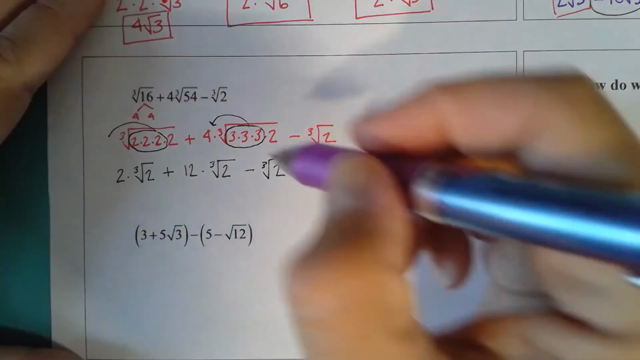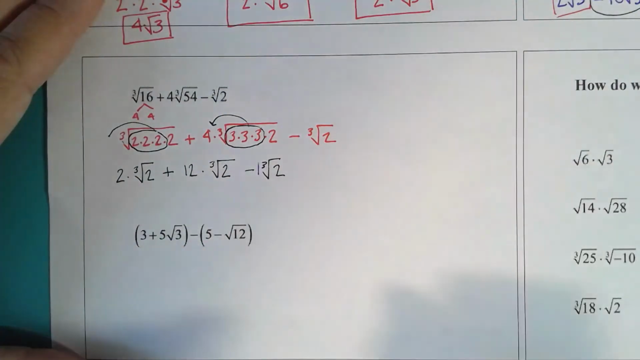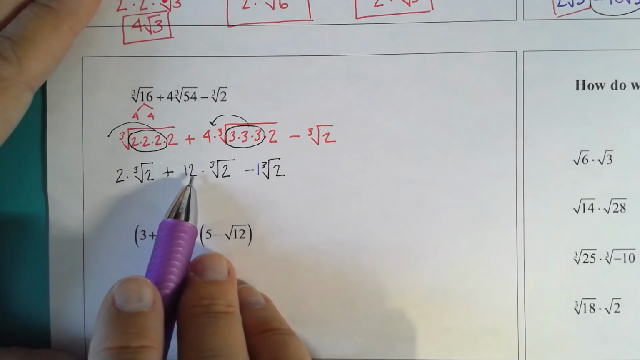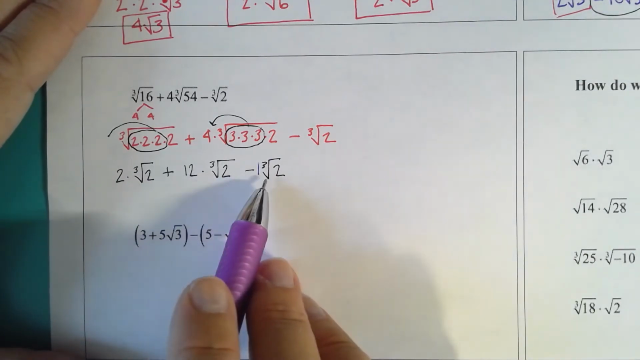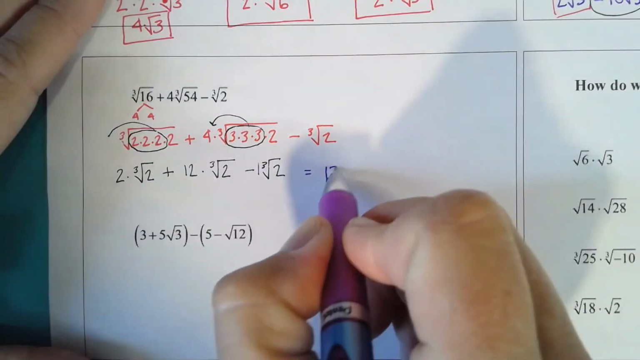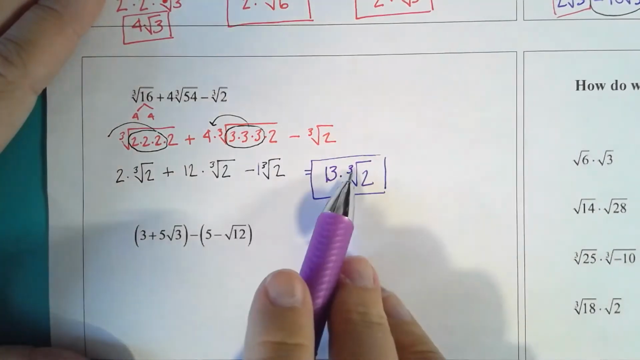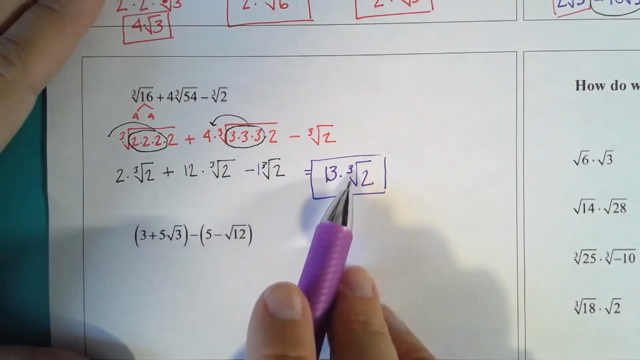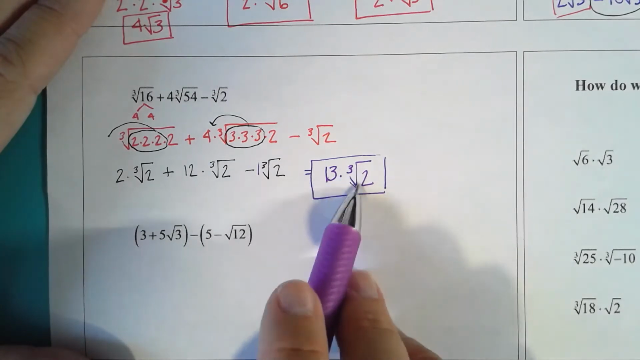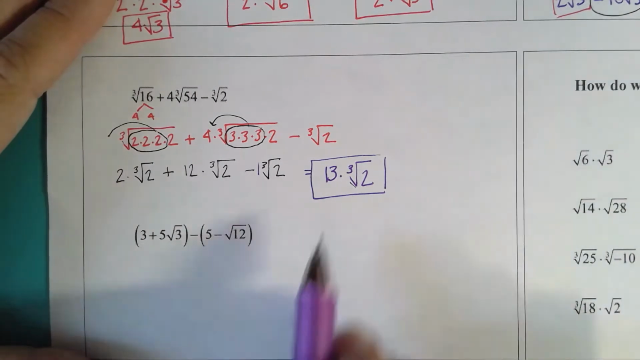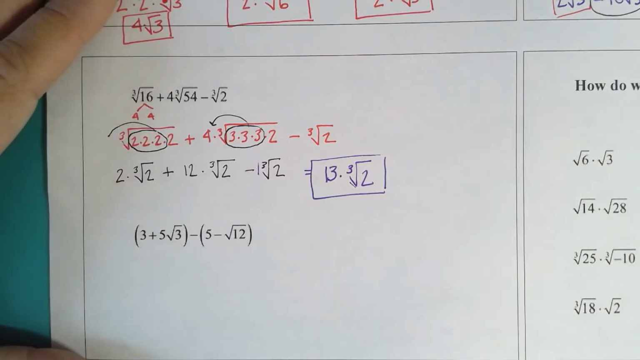Now remember, there's an invisible 1 in front of this one. So I have 2 of them plus 12 of them, which is 14, minus 1, which is 13. So I have 13 times the cube root of 2. Notice I'm being very careful to put my index right in that little armpit of that radical. I don't want it hanging out here looking like a giant 3. So I have 13 times the cube root of 2.